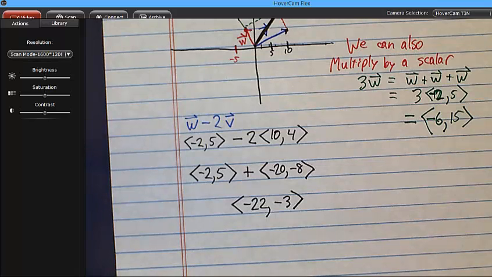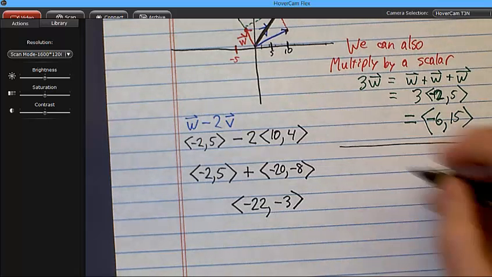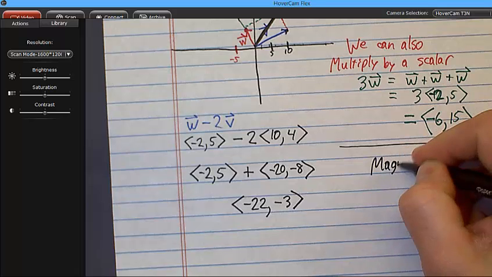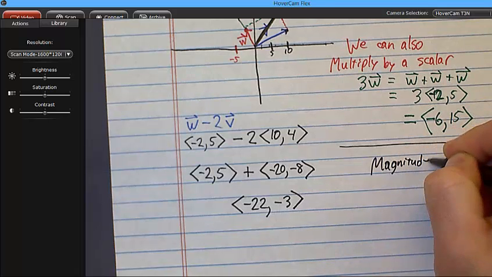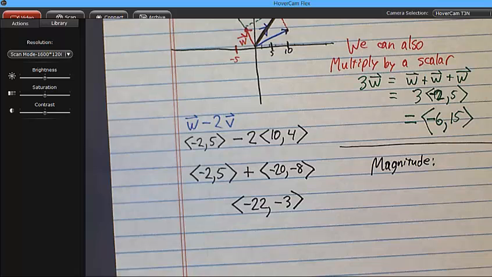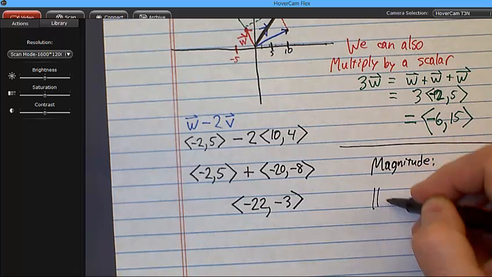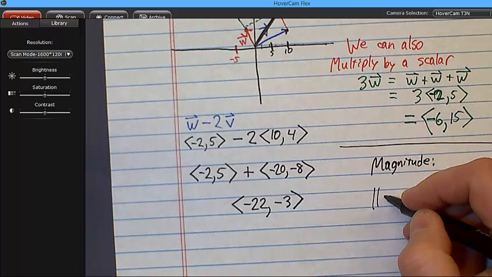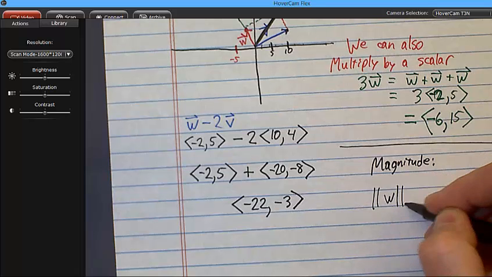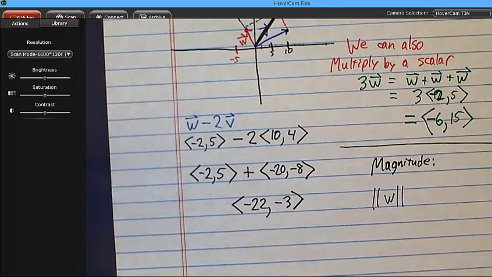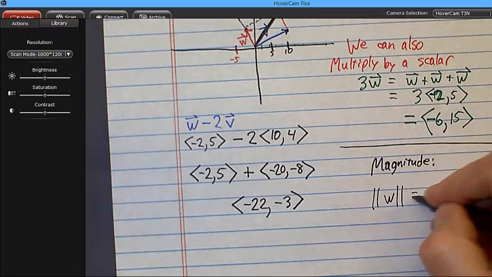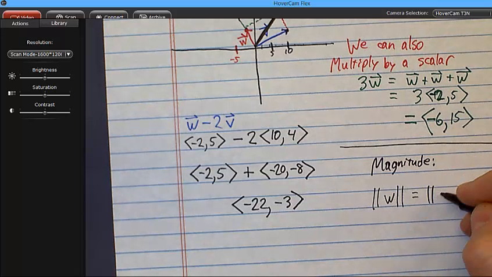Now, I mentioned magnitude. So, for example, the symbol for magnitude, by the way, is 2 bars. Suppose I say, let's find the magnitude of W. In other words, let's figure out how long is W, right? So, again, that's the magnitude of, well, the vector negative 2, comma 5.